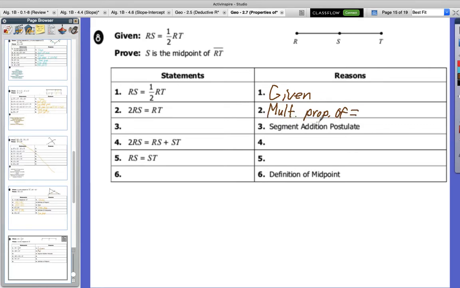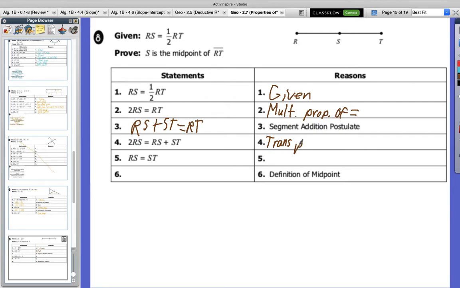Reason 3, segment addition postulate. Well, remember what the segment addition postulate says, and it can be helpful: if you add 2 parts of a segment, you get the whole segment. So my 2 parts here would be the measurement of segment RS plus the measurement of segment ST, and that gives me the whole segment RT. Now in step 4, we're saying if I double segment RS, that's going to equal segment RS plus ST. Well, if I look at steps 2 and 3, segment RT is told to be equal to both of these things. So our transitive property says that we can do that.